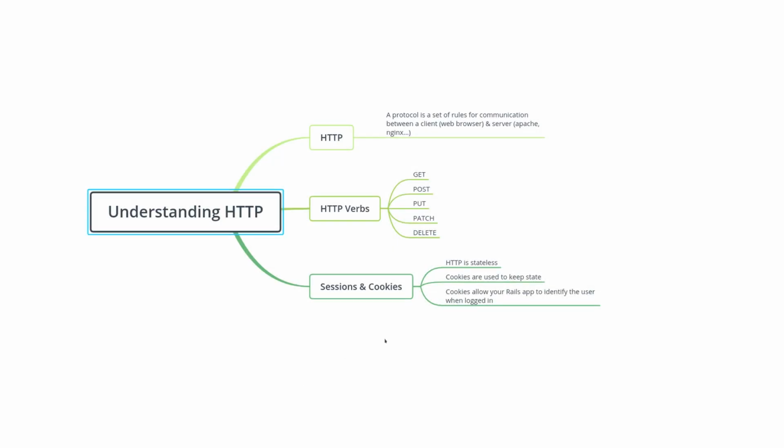So what is HTTP? Well, HTTP is a protocol. And what is a protocol? Well, a protocol is a set of rules for communication between two parties. In this case, we are talking about a client and a server. So the client is the web browser, Chrome, Firefox, Safari, and the server is just the other side, the Apache, the Nginx. Okay, so the protocol is just the rules for how these two communicate.